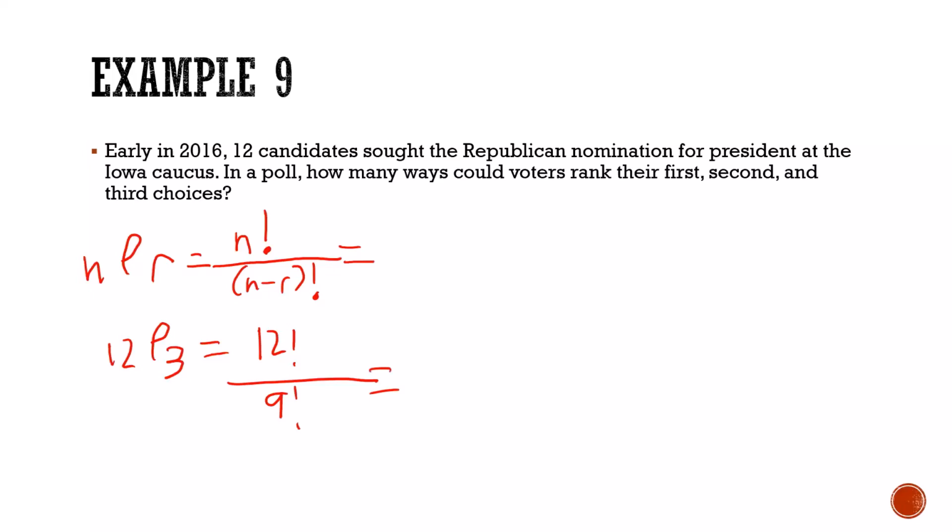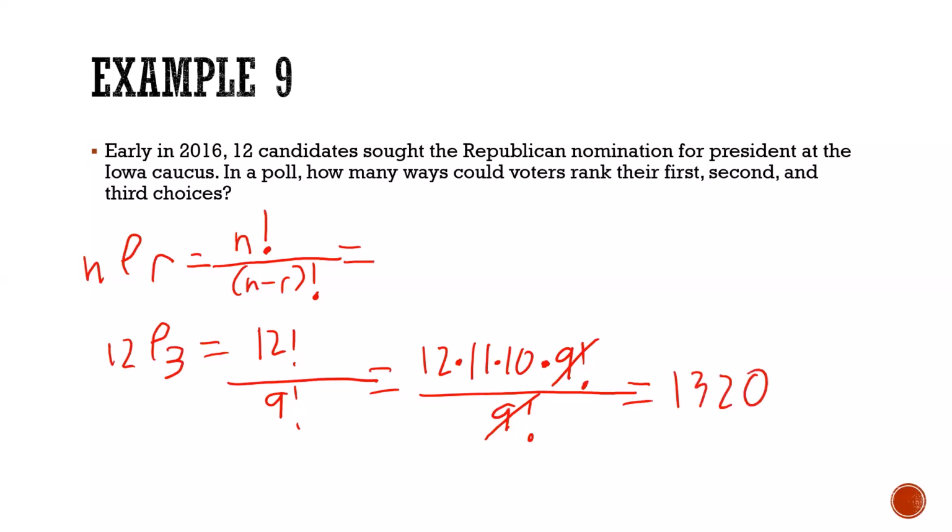I can write 12 factorial as 12 times 11 times 10, and I could write all the numbers out, but I could also just write, does everyone see that that is the same thing, right? Because 9 factorial is just compact for 9 times 8 times 7 times 6 and so on, right? I chose to stop at 9 because now notice these two factors cancel out. And I'm left with 12 times 11 times 10, which is 1,320.